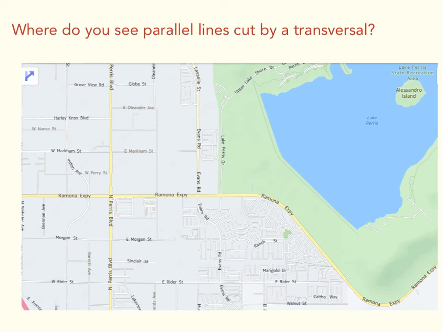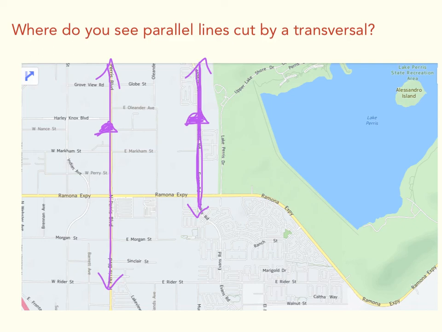Okay, so back to the map. What I was asking is, do you see any parallel lines cut by a transversal? So here's my question. Paris Boulevard and technically LaSalle or Evans, they are parallel right now in this section of the map. So in this section of the map, they are parallel. So I'm going to put my little parallel symbols.